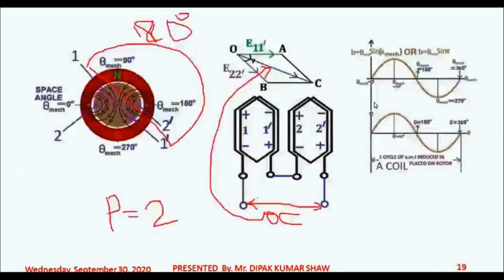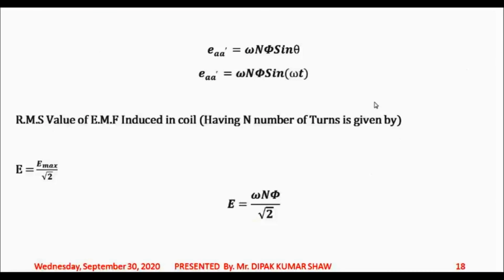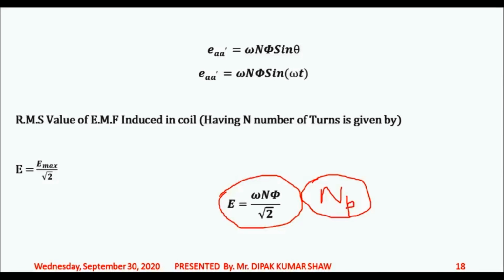What is that? Let me show you. This was the EMF induced for a single coil. That means for one single coil, this is the expression for EMF induced. You multiply this by the number of coils connected in series, and then again you multiply by the distribution factor Kd. So this should be multiplied by the number of coils connected in series. Let's say it is NPH. So NPH is the number of coils which are connected in series, and again we have to multiply this by the distribution factor, that is Kd.